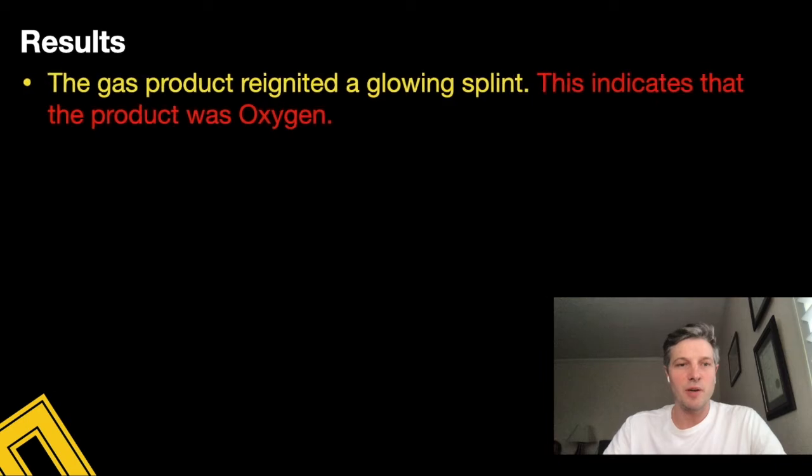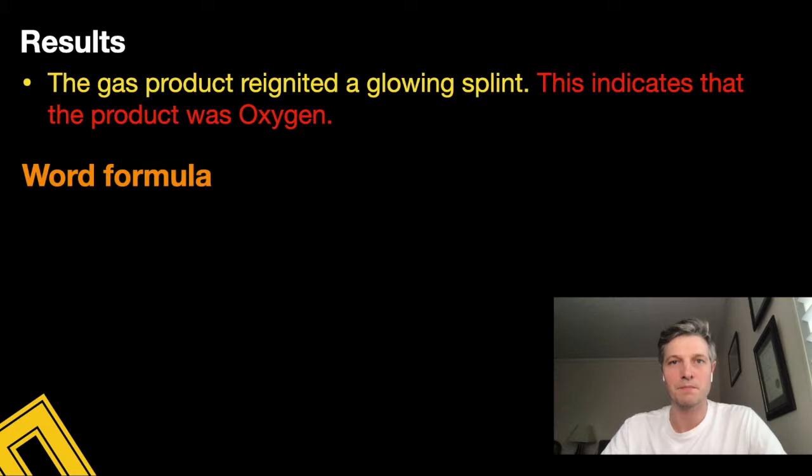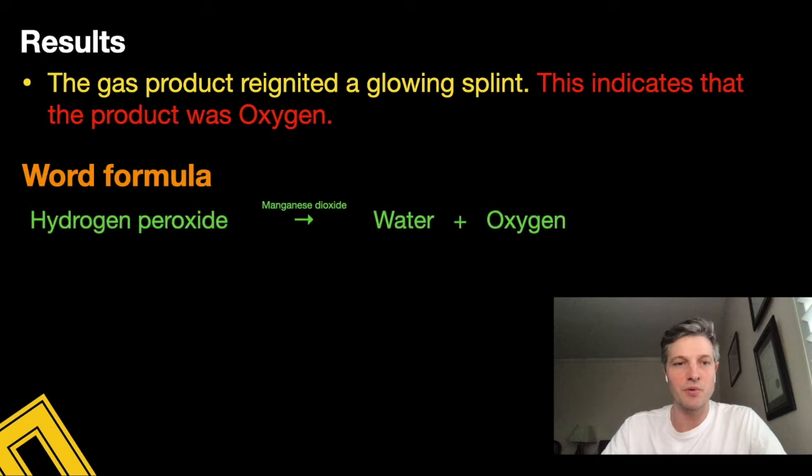So the results of that experiment showed us that the gas produced reignited a glowing splint, indicating that it was in fact oxygen. So once again, I'm going to get you guys to have a go at the word formula. Pause it now and have a go. And what you should find is that you've got hydrogen peroxide gives you water and oxygen. Now you'll notice I've included the magnesium dioxide and put it above the arrow, and that's where we would put that catalyst.